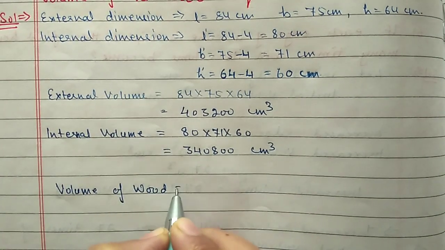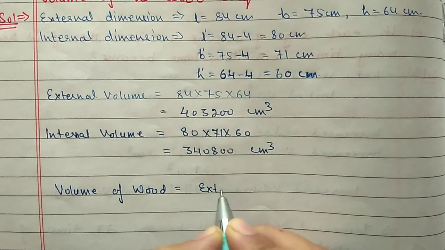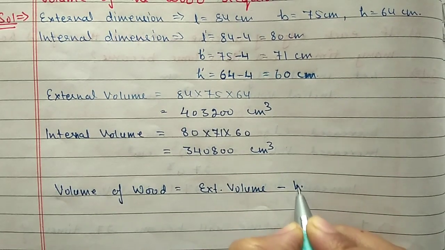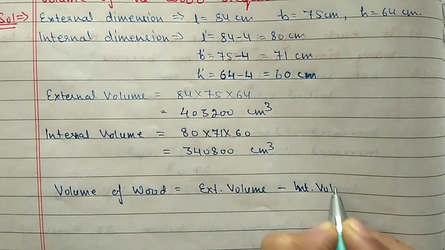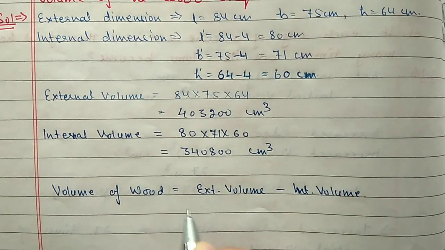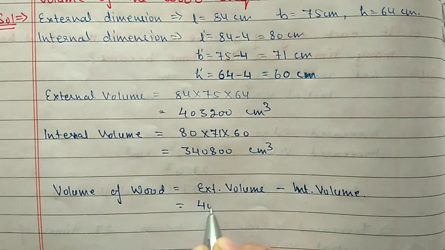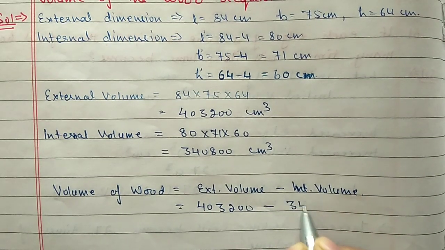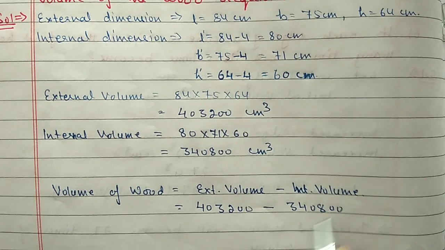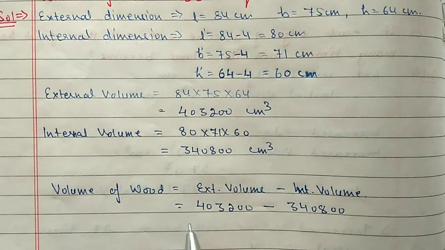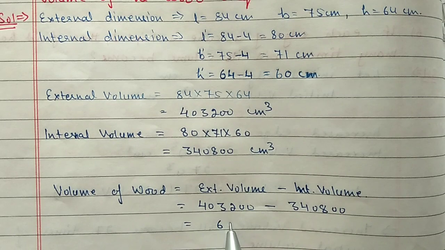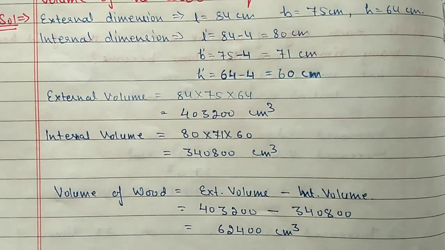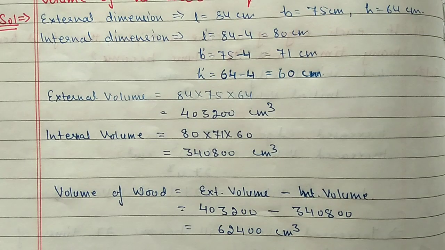Now we can find out the volume of wood. Volume of wood will be equal to external volume minus internal volume. So external volume we have calculated as 403200 and internal volume 340800, and we can subtract it. After subtraction we will get 62400 centimeter cube.